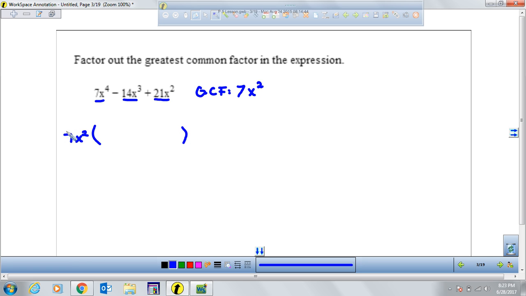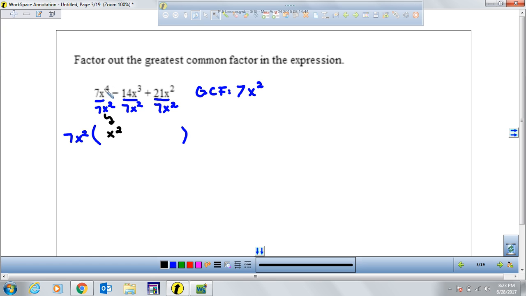We're going to factor it out, meaning we're going to put it on the outside, and then inside of the parentheses we're going to write what's left from this polynomial if we take out that 7x squared. The easiest way to determine what's left is to divide the 7x squared into all of these terms of the polynomial. 7x to the 4 divided by 7x squared is going to give me x to the second power.